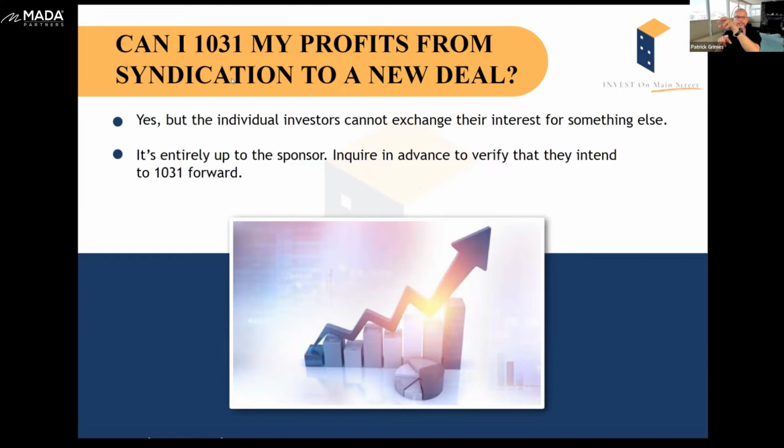Well, who controls that taxable entity? The sponsor does. So you better ask your sponsor, hey, I want to participate in 1031 investing, and I'm going to invest with you as a limited partner. So I want to make sure that you're planning to 1031 exchange moving forward. Because if it's entirely up to them, and they choose not to do it or they don't succeed at it, which is not the easiest thing to do, then they'll be forced to trigger a taxable event if they don't make the timeline. So it's something you definitely want to check on with your sponsor.